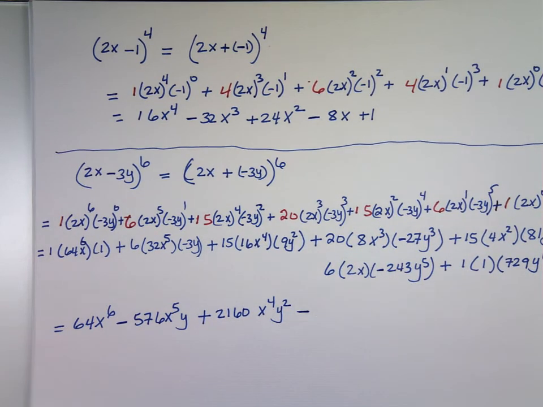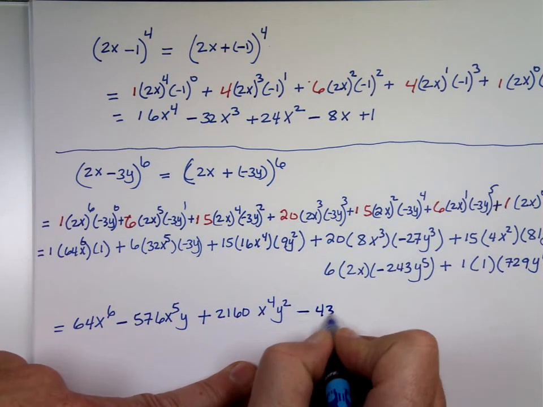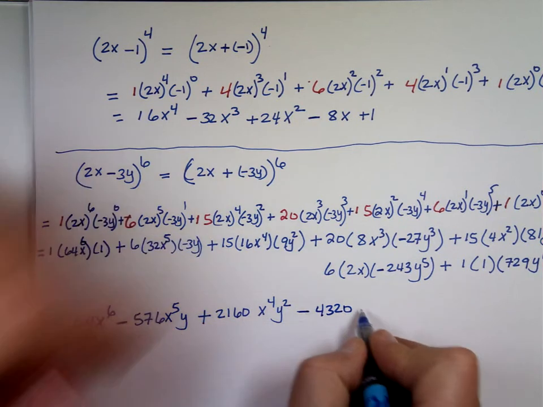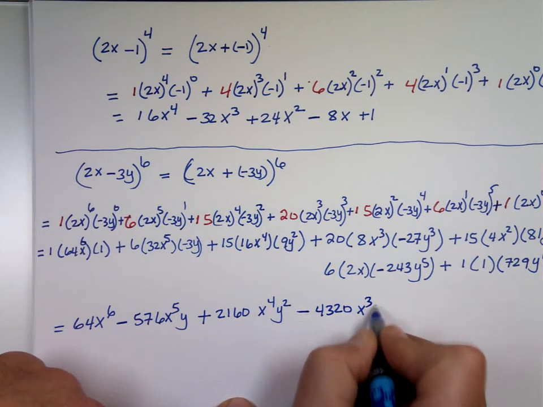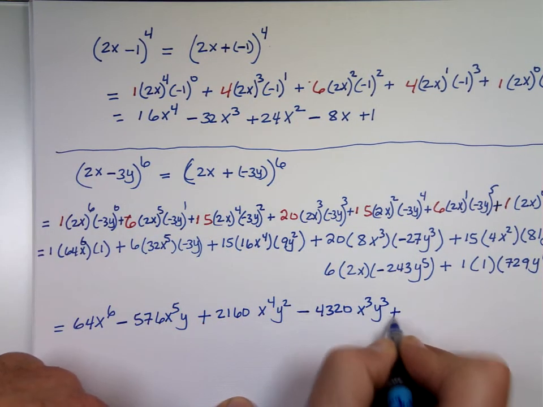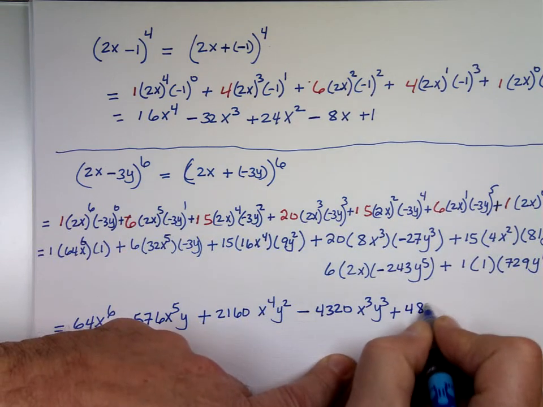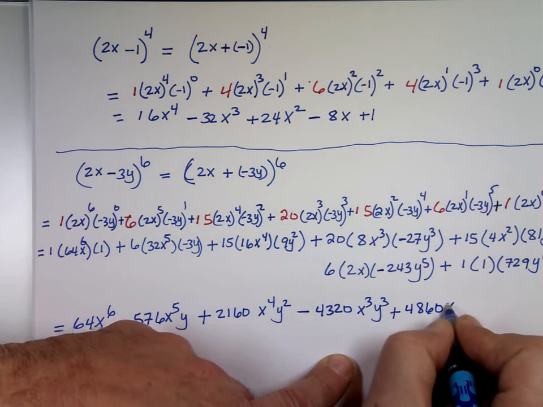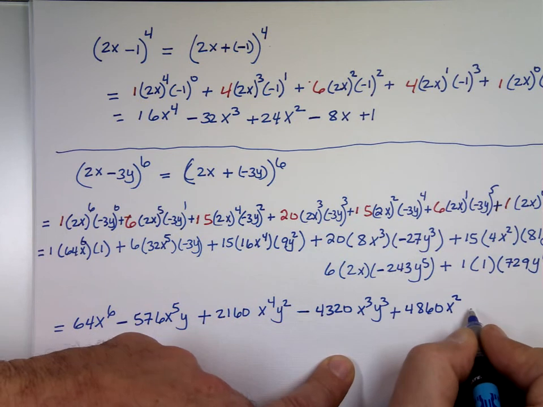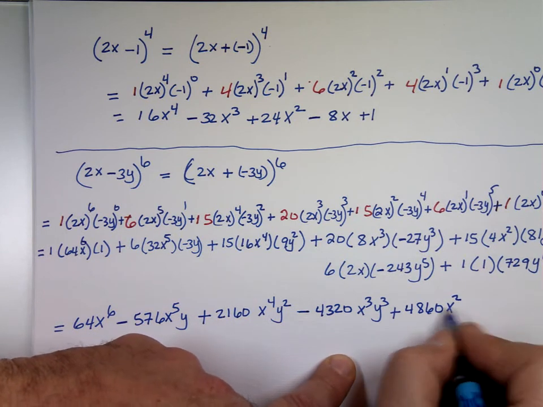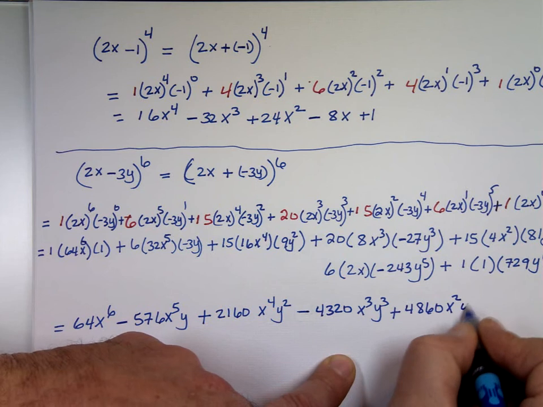Twenty times 8 times what? 27? 4320. I forgot where I am. I think x cubed, y cubed. 60 times 81. 4860. X squared. Oh yeah. Which one? Next one. Yeah. X squared, y to the 4th.